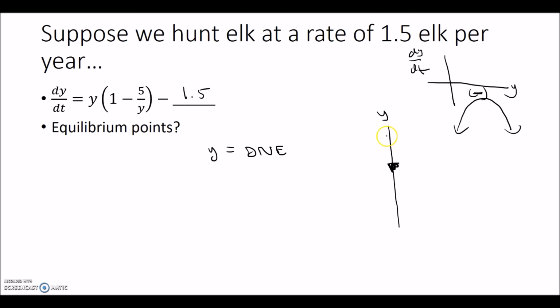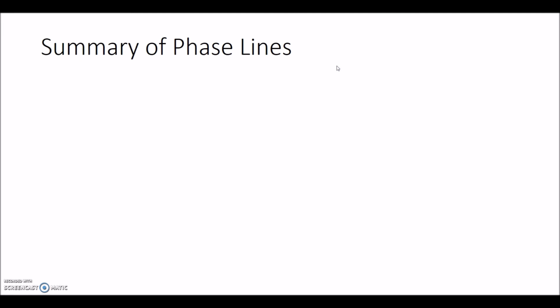Well, what does that mean in terms of our scenario? Well, that means that regardless of what population size you start with, if you're killing 1.5 elk per year, appropriately scaled, then your population is headed into collapse. Simple as that. Now, we might begin to think about, well, let's summarize these phase lines. In other words, what did we observe?